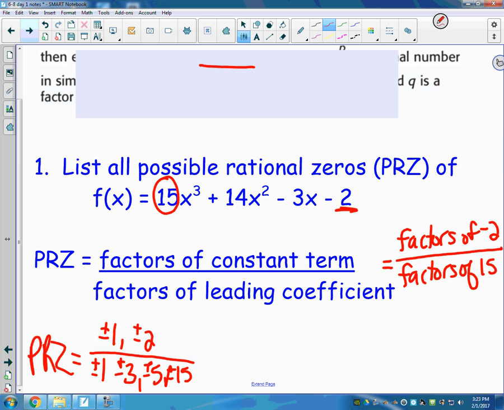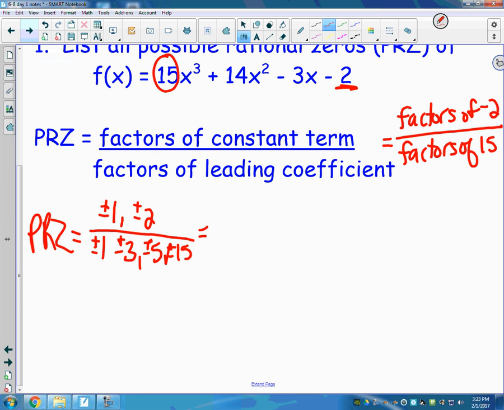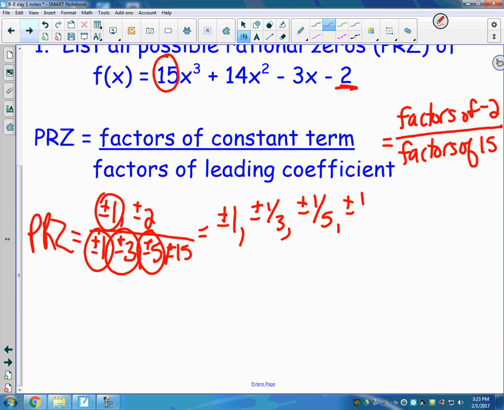And if I was going to list all those out, I have to list out 1 over all of these numbers. So 1 over 1 is just plus or minus 1. But 1 over 3 is plus or minus 1/3. 1 over 5 is plus or minus 1/5. And 1 over 15 is plus or minus 1/15. And then I also have to put 2 over each of those. So that would be plus or minus 2. 2 over 1 is 2. 2 over 3 is plus or minus 2/3. 2 over 5 is plus or minus 2/5. And 2 over 15 is plus or minus 2 over 15.